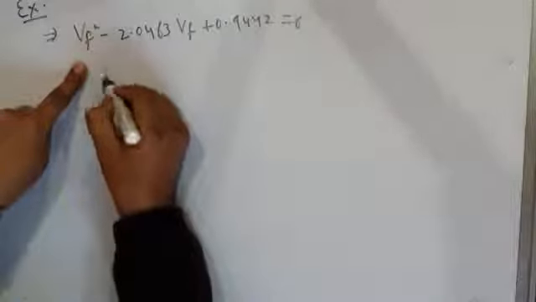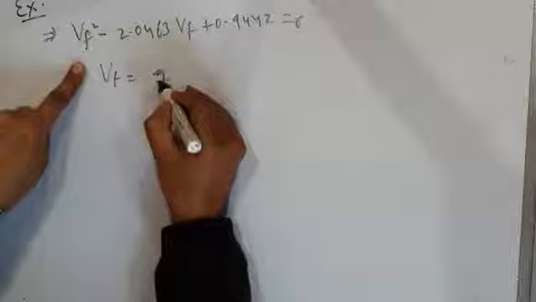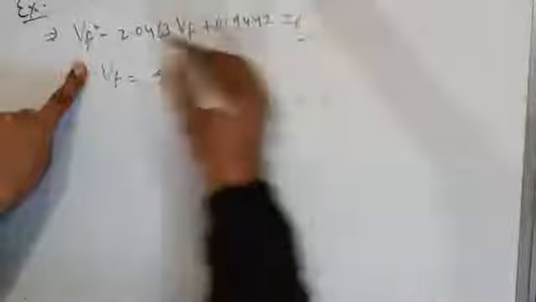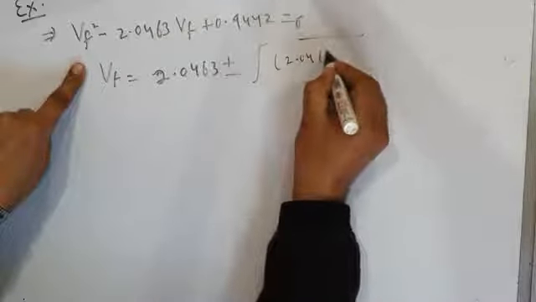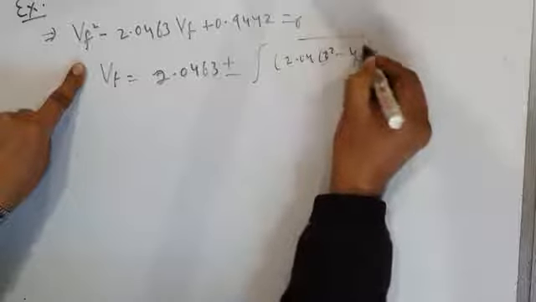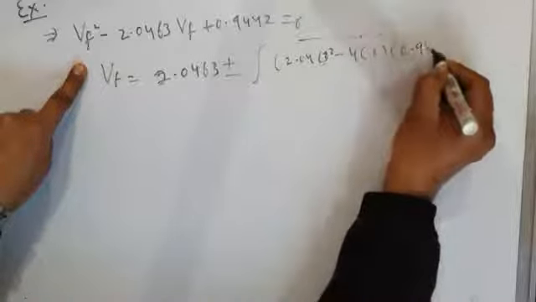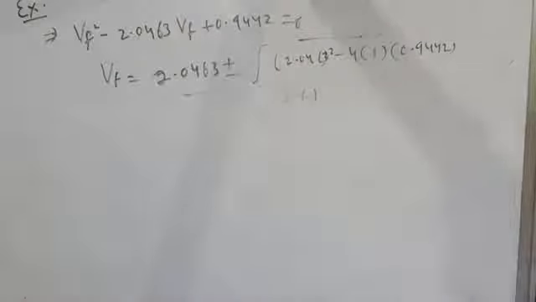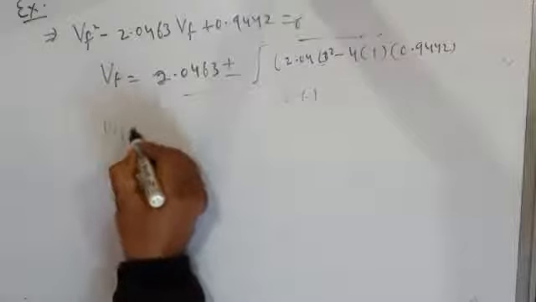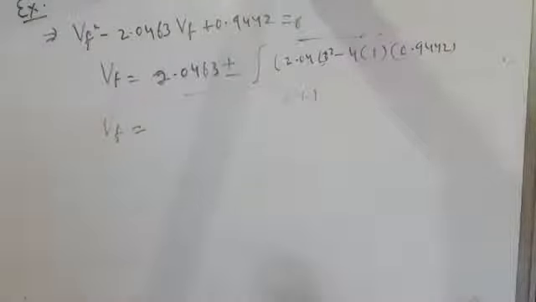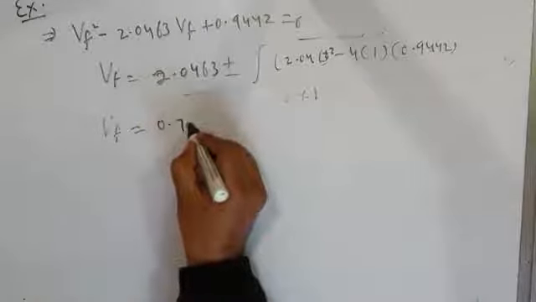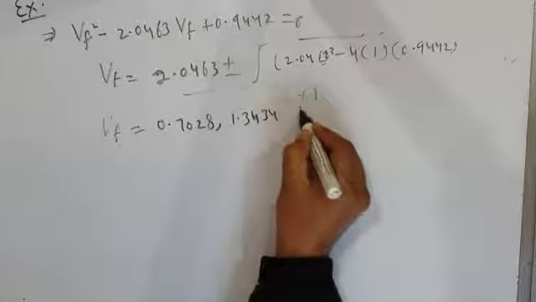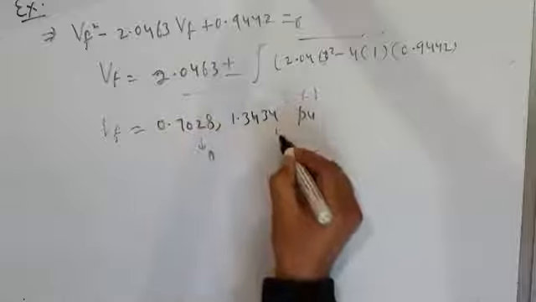So what is VF? Minus, that is 2.0463 plus minus under root of B square. B ये है 2.0463 square minus 4 into A into C 0.9442 whole divided by 2A. 2 into A is 1. Okay, इसको solve कर लीजिए. The solution of quadratic equation gives you two values of VF. You get VF equal to 0.7028 and 1.3434 per unit. ये point A है फेजर डायग्राम में भी, ये point B.